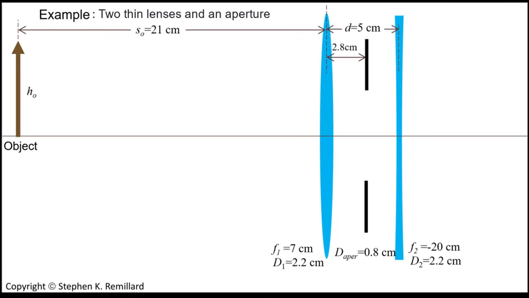Here's a two-lens imaging system. There's a nearby object. There's a physical aperture in between the two lenses, and I want to figure out if this aperture is, in fact, the aperture stop.